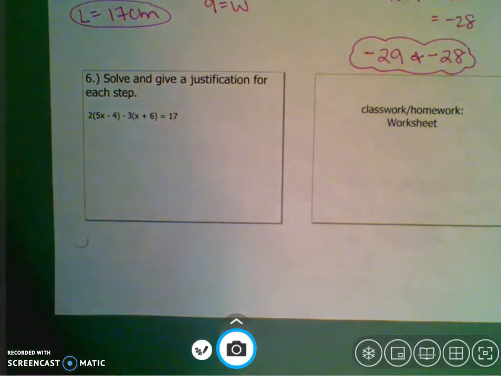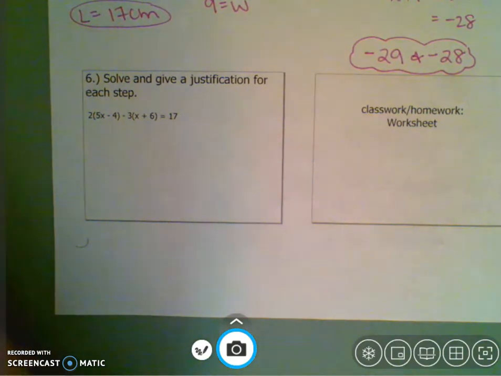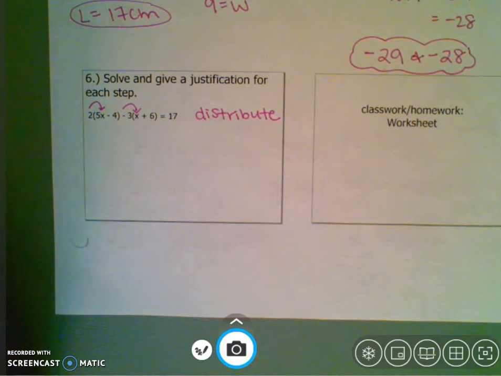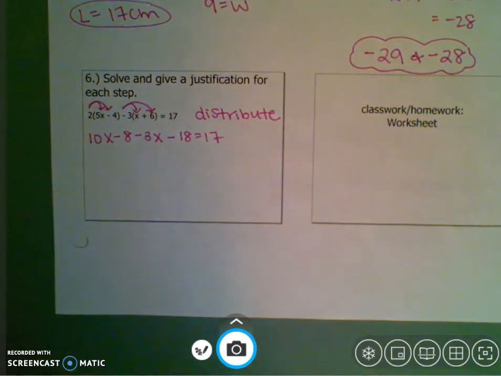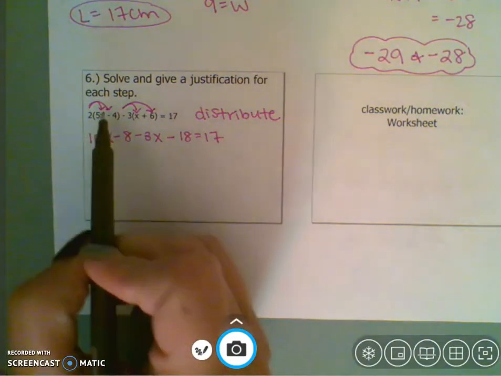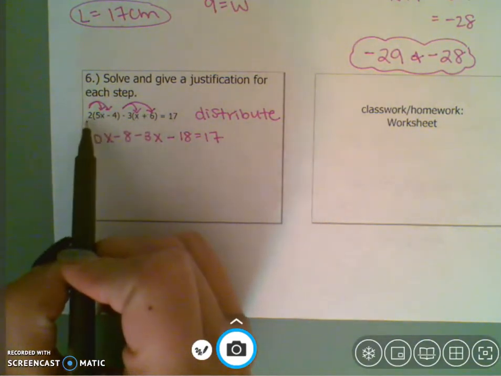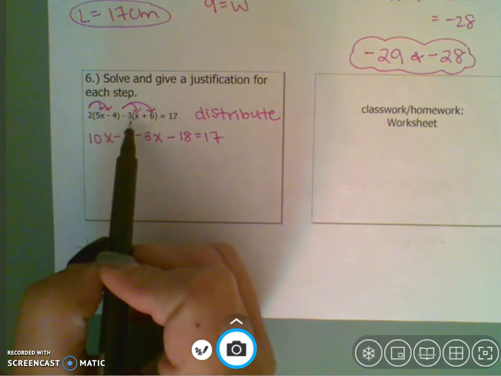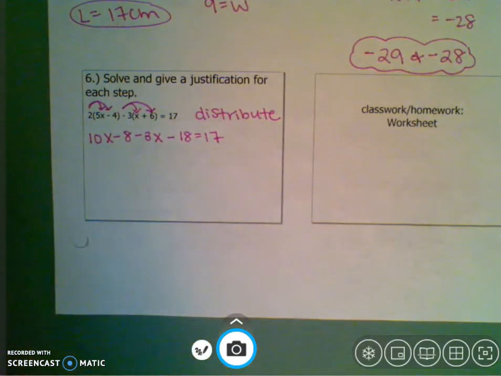Okay, last but not least, I want you to copy down the steps I'm about to show. So the first thing is distribute. So draw your arrows and write the word distribute. After you do that, pause the video. Okay, when you distribute, you should get this as your answer. Make sure you draw both arrows because I'm distributing the 2 to these two and the negative 3 to those two.